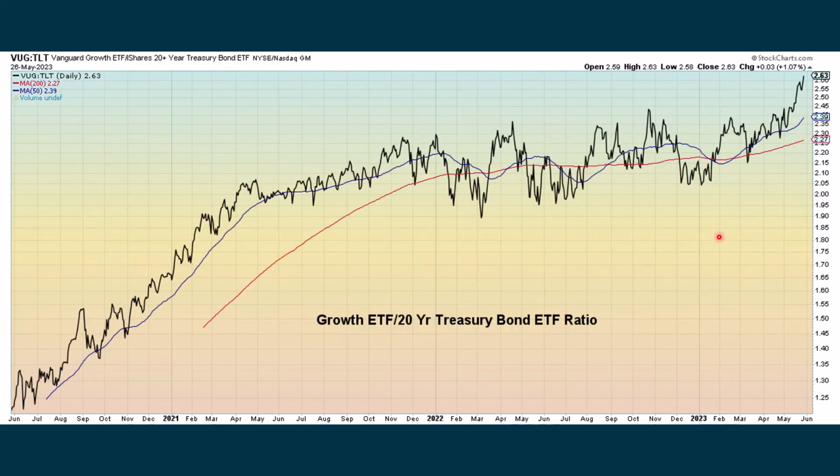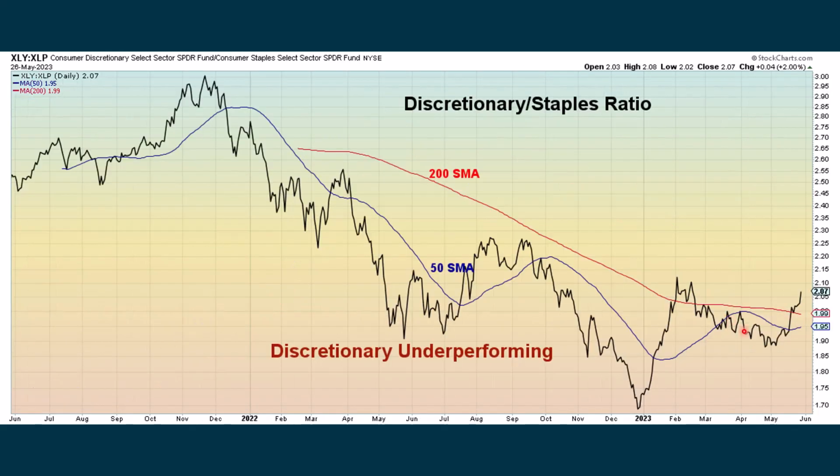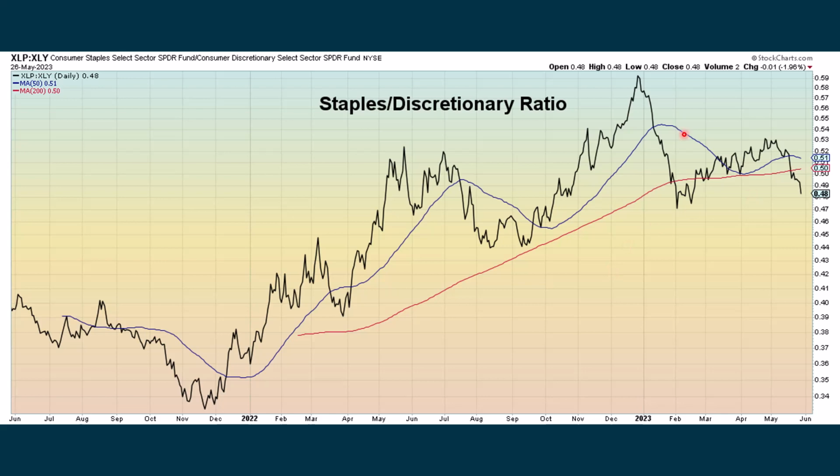We look at the growth ETF and compare it with bonds. They both really suffered in 2022. Now growth is really starting to outperform. Then the tech sector, to the rise in interest rates, where the tech sector had been underperforming, now it's starting to outperform. And then discretionary is showing some improvement compared to staples, but they're both really struggling right now. Staples to discretionary, showing that staples are in an overall uptrend, but showing some weakness.